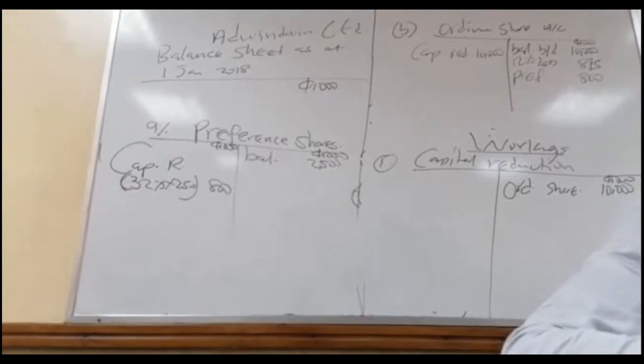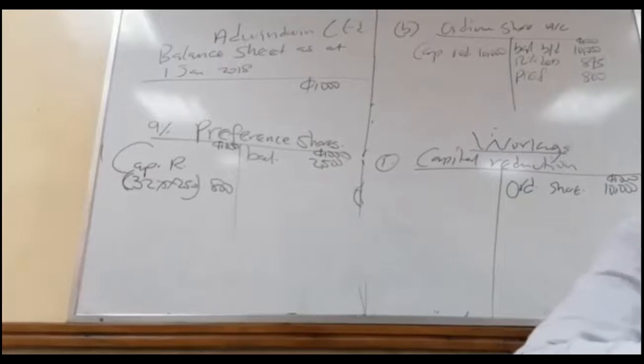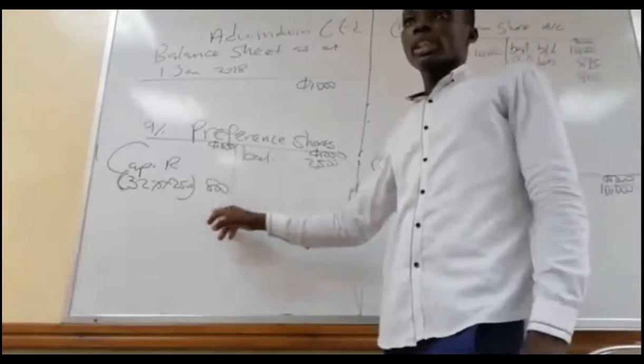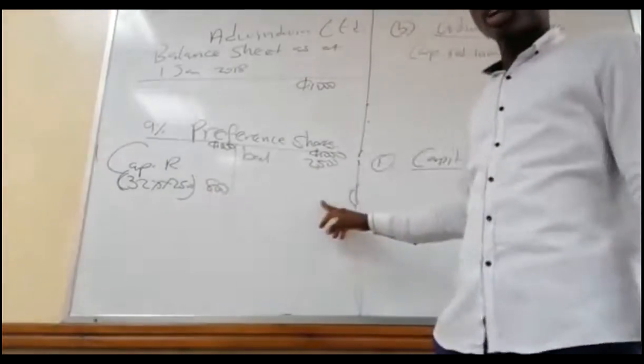So let's continue, one after the other. So we are here to cancel 32% of the 9% cumulative preference shares capital. We've done that. We have canceled the 32%. And convert the remainder into ordinary shares. Full stop. They say I should convert the remainder. How do I get the remainder? The figure is 2,500. I've canceled 800. Now the remainder must go to ordinary share. So what should I add to 800 so I can get 2,500?